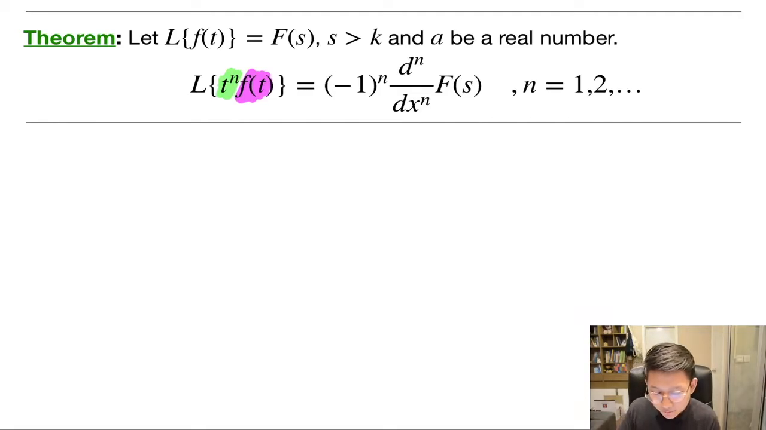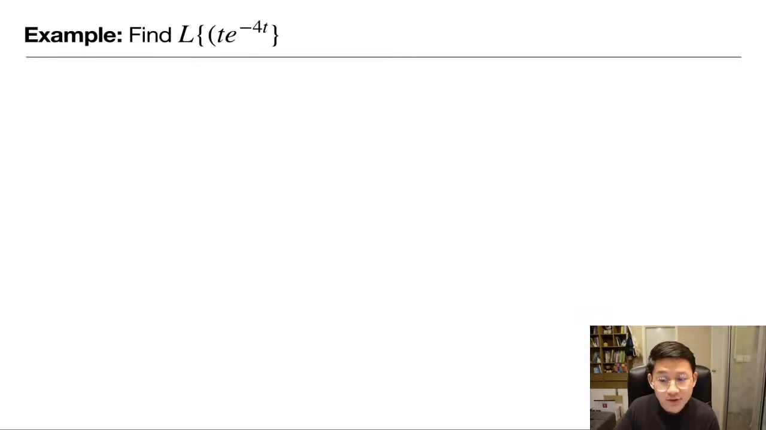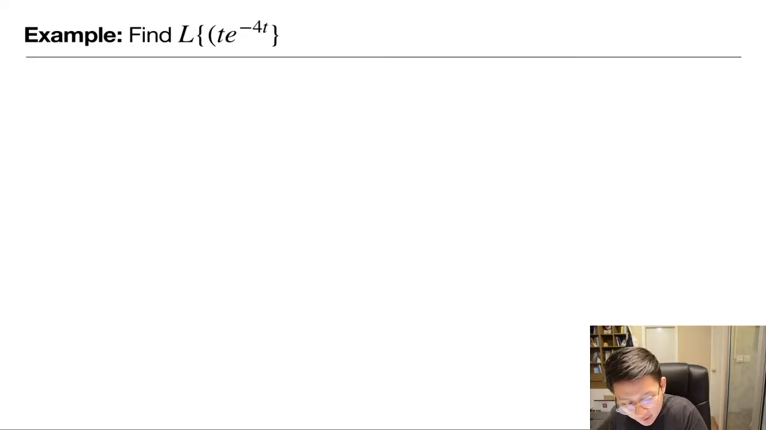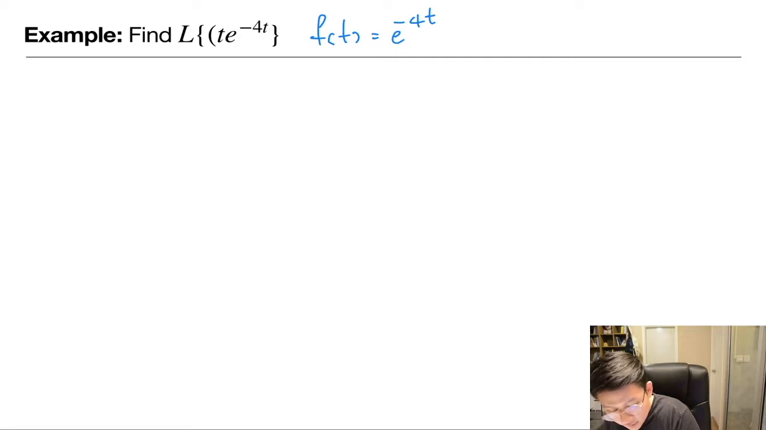So first let's look at this example. Clearly, if you want to apply this theorem, this technique, we would take f(t) as e to the minus 4t, and then we first need to find the Laplace transform of f(t).